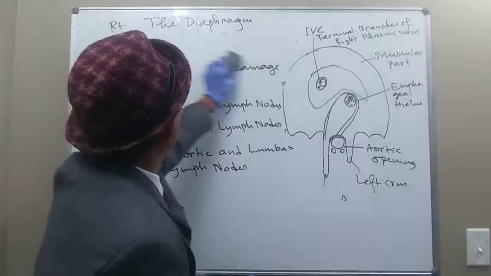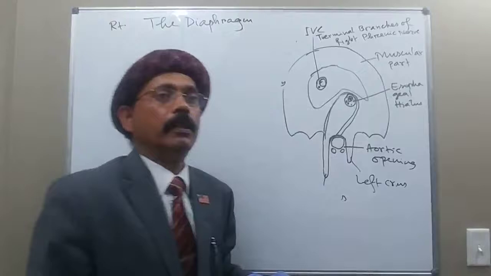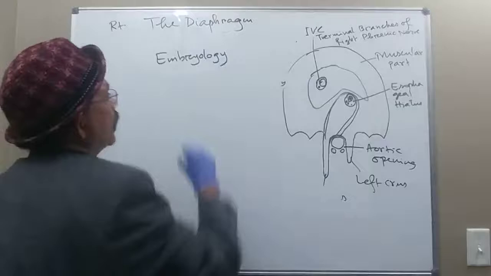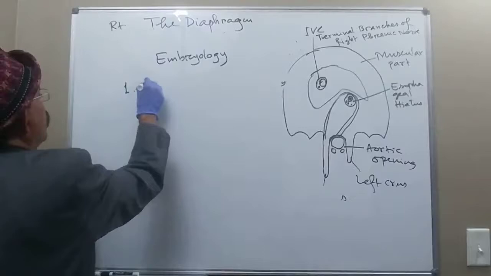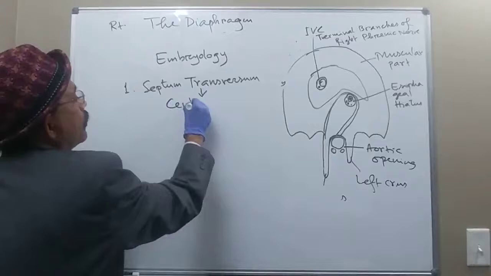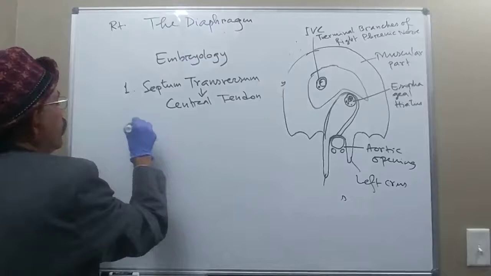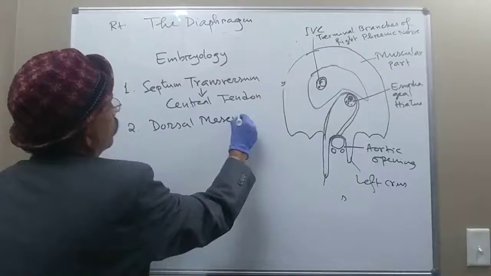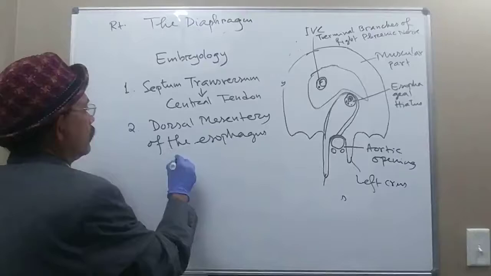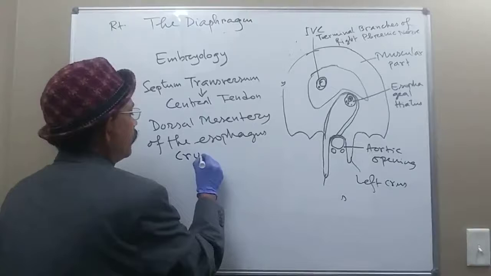Then we go to explain the embryology of the diaphragm. Okay, embryology. We'll go just briefly. Source of development of the diaphragm: we have four sources. Number one, septum transversum. It will contribute in the formation of the central tendon of the diaphragm. Then we have the dorsal mesentery of the esophagus. That will contribute in the formation of what? The crus of the diaphragm; both together are called crura of the diaphragm, left crus, right crus.